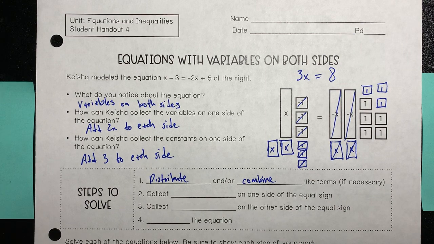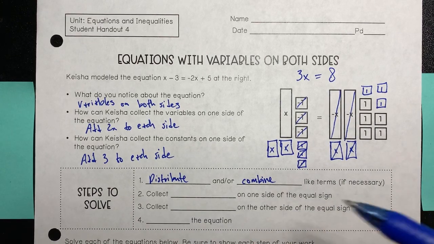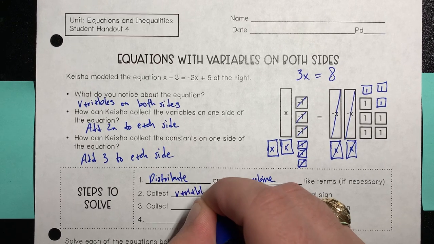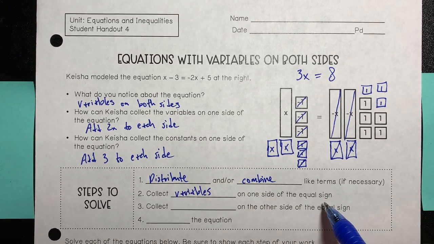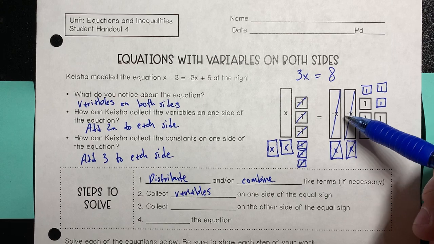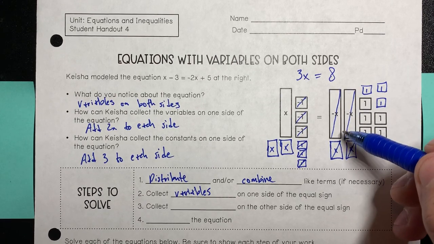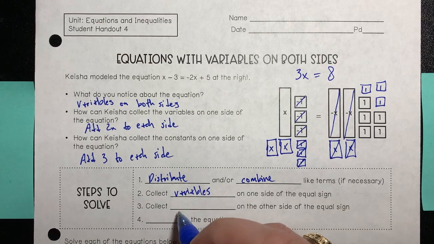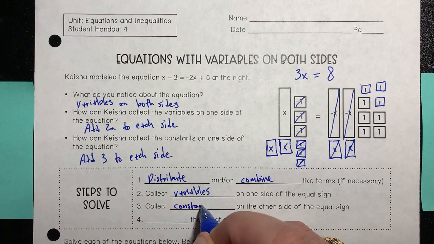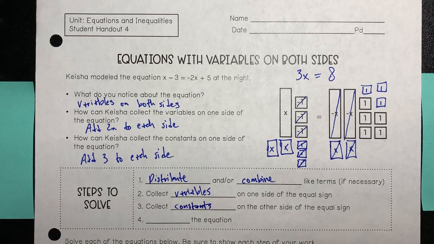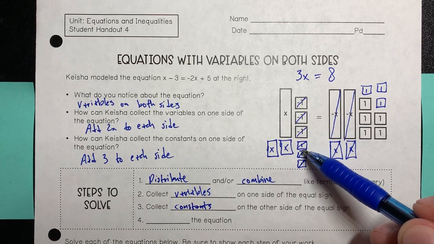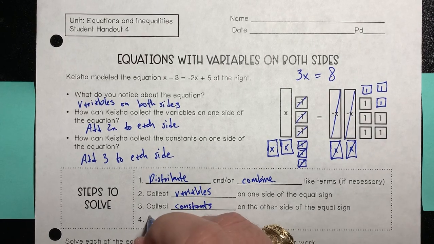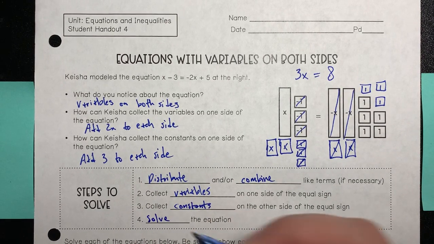So what we can do after that is collect variables on one side of the equal sign, like what I did up here first. I got rid of the variables on the right side and I had to move them to the left. Then you want to collect the constants on the other side of the equal sign, like what I did here where I got rid of these ones, right? And I moved them over. And then our last step is just to solve the equation.